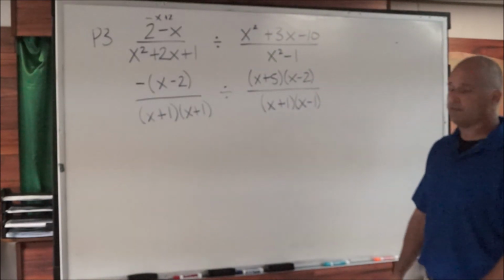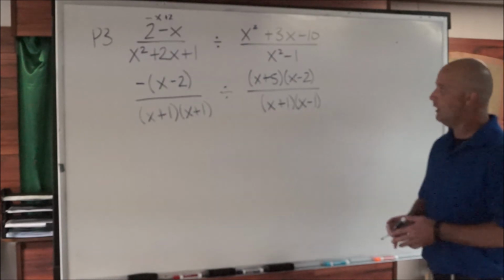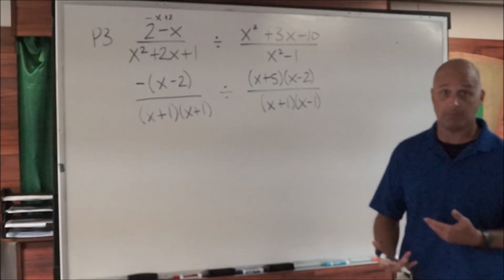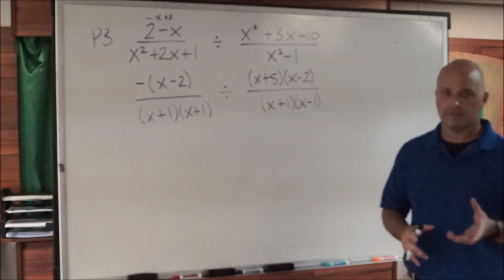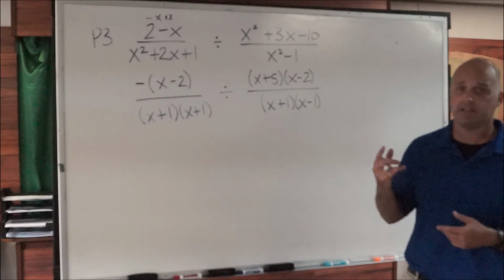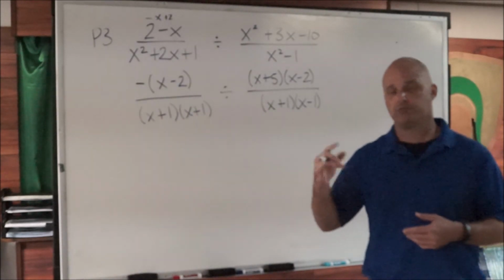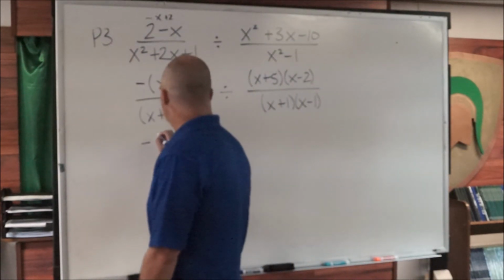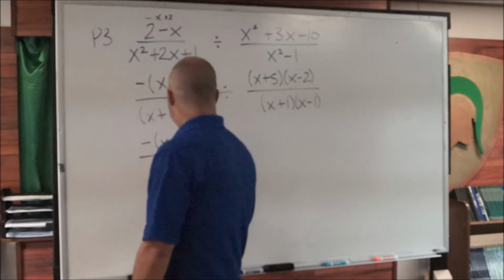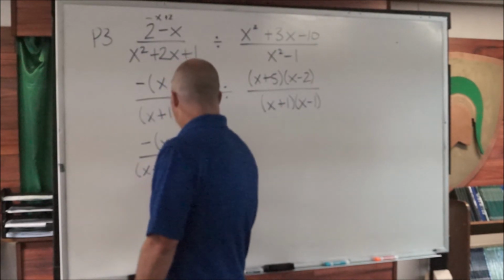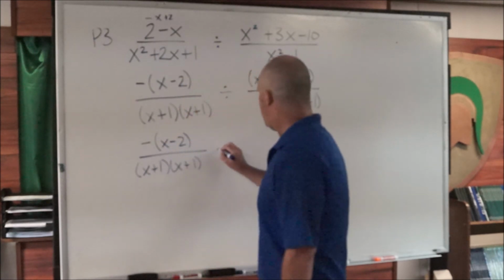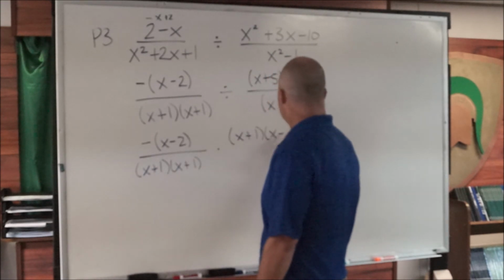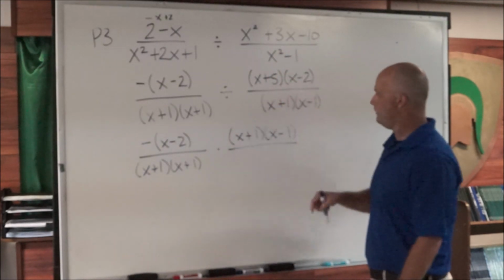Now the next step in this process is going to be to go ahead and make this into a multiplication problem. So remember, whenever we're dividing fractions, we're always going to take the second fraction and flip it to make it its reciprocal. Then we're going to change the division sign to a multiplication sign. So this is going to become negative x minus 2 times x plus 1 over x plus 1 times x plus 1 times x minus 1 over x plus 5 times x minus 2.